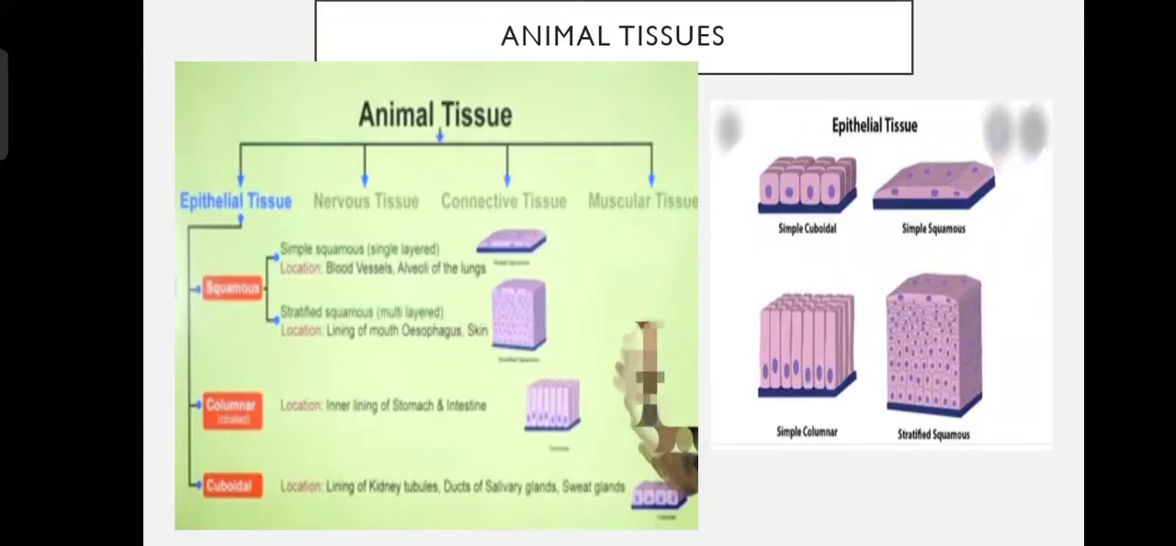Good evening, students. Today, in this video, we will start a new topic, that is animal tissues. Till now, we have completed plant tissues. Now, next is animal tissues. Animal tissues are of four types. We will discuss four types of animal tissue, that is epithelial tissue, nervous tissue, connective tissue, and muscular tissue.